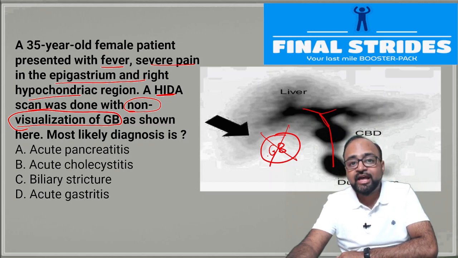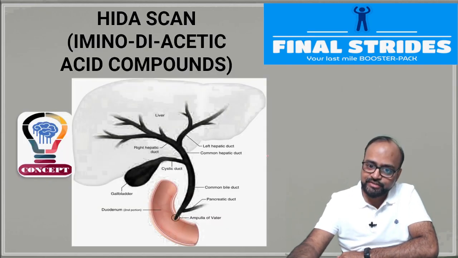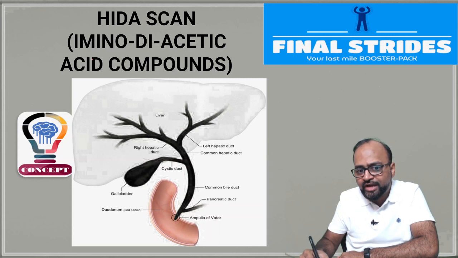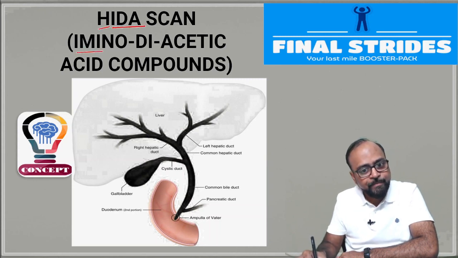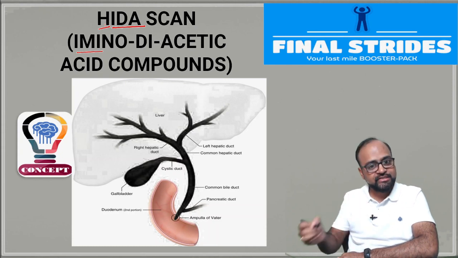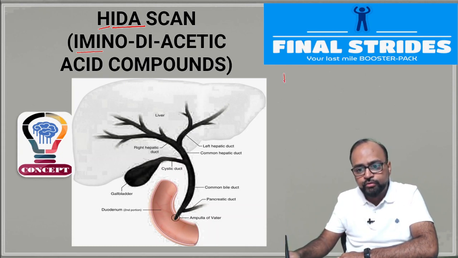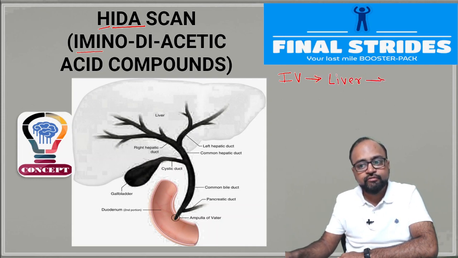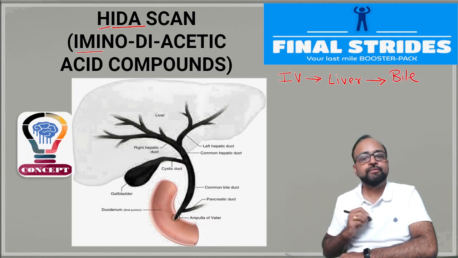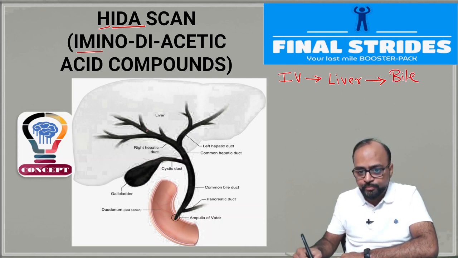It suggests acute cholecystitis. So this iminodiacetic acid compound or IDA compound, when it is used for hepatic imaging, is called HIDA scan. This IDA compound, when it is injected intravenously, is taken up by the liver cells. From the liver cells, it is actively secreted within bile. Once it goes into the bile, it will show you the entire biliary tree like this.